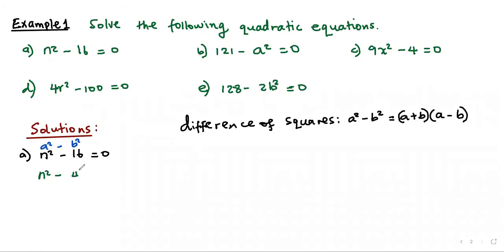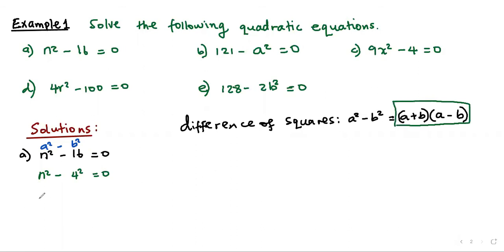Can we say 4 squared? Because if we say 4 squared, it will still be 16, because 4 squared is 4 times 4, which is the same as 16. You understand that? Yes. Okay. So n squared minus 4 squared equals 0. Now we have a squared as n squared and b squared as 4 squared. Now we can use this identity.